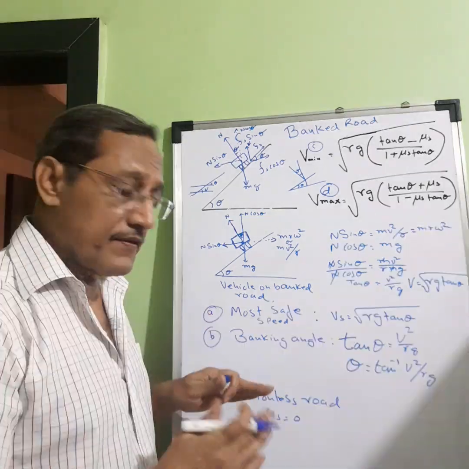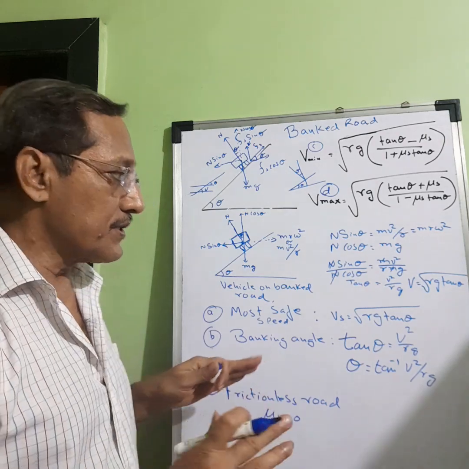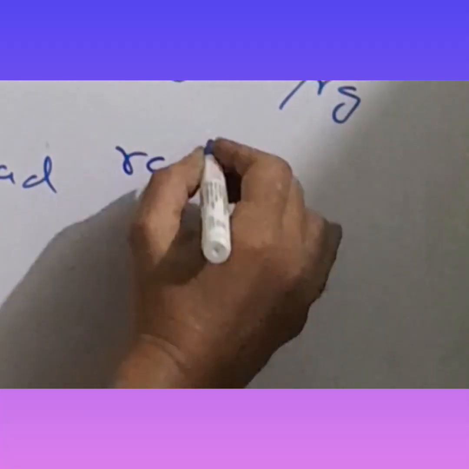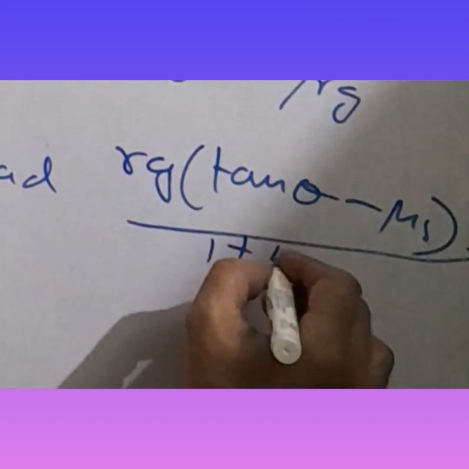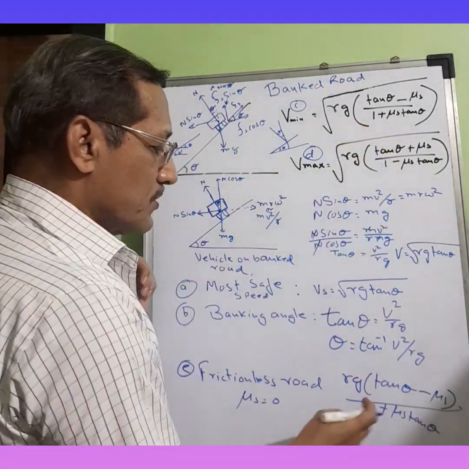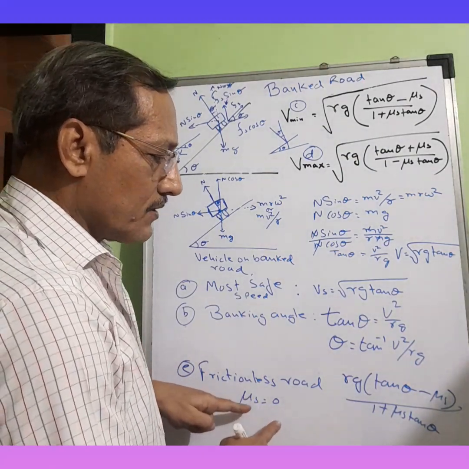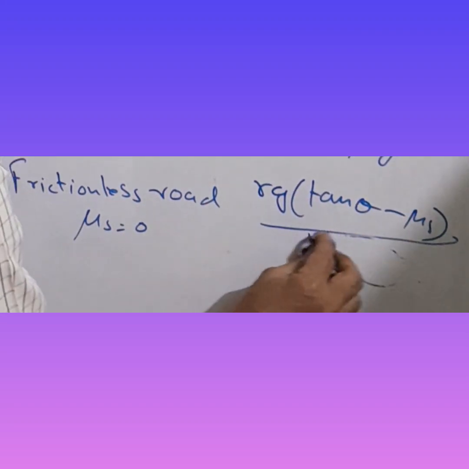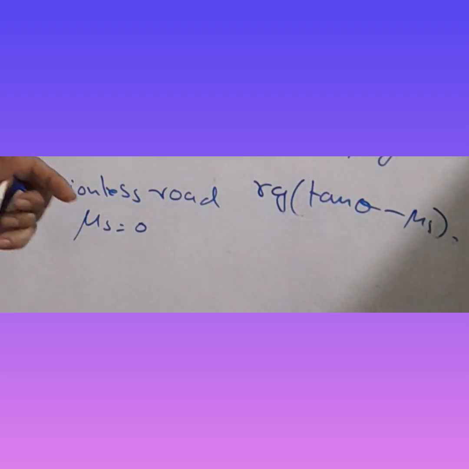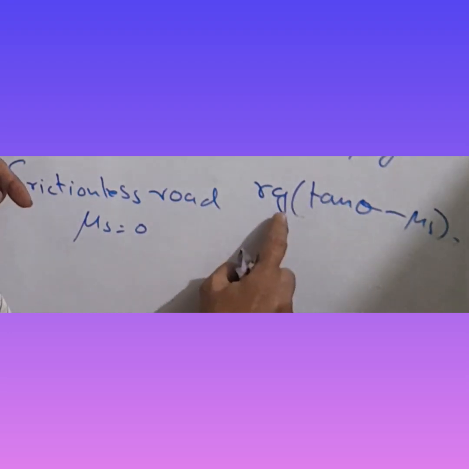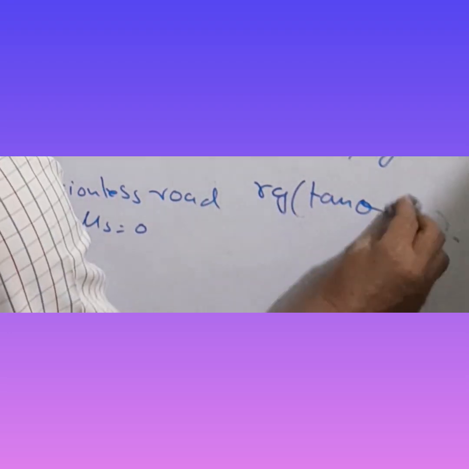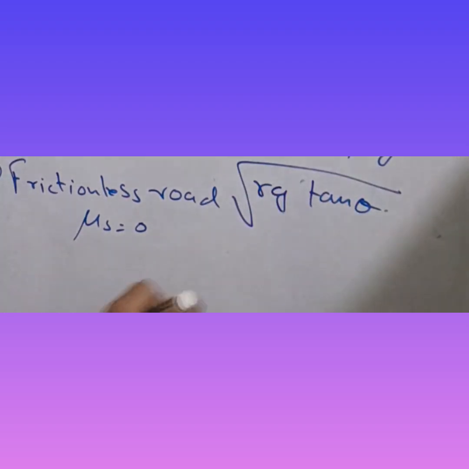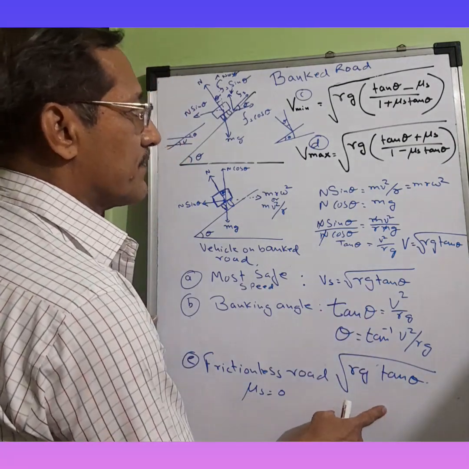Now what if the road is frictionless, very smooth? No friction. Take any of these, let me take this one. Now mu s is 0, so this term disappears. Let me remove this term. So the 1 is nothing, so the denominator disappears. Now mu s is 0, so rg tan theta minus rg times 0, this also goes away. So what remains is rg tan theta, and this is all in the root, we know that. So root of rg tan theta is the safest speed, even as per this.